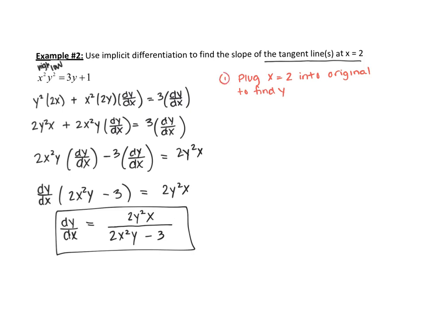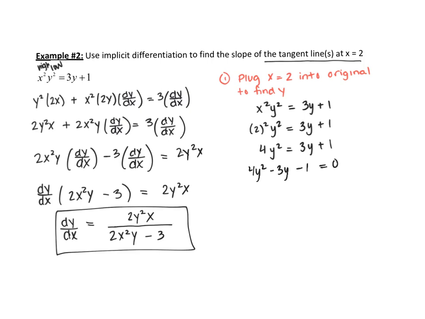So just like I did before, I'm going to rewrite the equation. I have x squared y squared equals 3y plus 1. So I'm going to go ahead now and plug in 2 for x. So I have 2 squared y squared equals 3y plus 1. So I have 4y squared equals 3y plus 1. And to solve for y, I'm actually going to have to bring it equal to 0, because I have a y squared. So I can make this 4y squared minus 3y minus 1 equals 0.